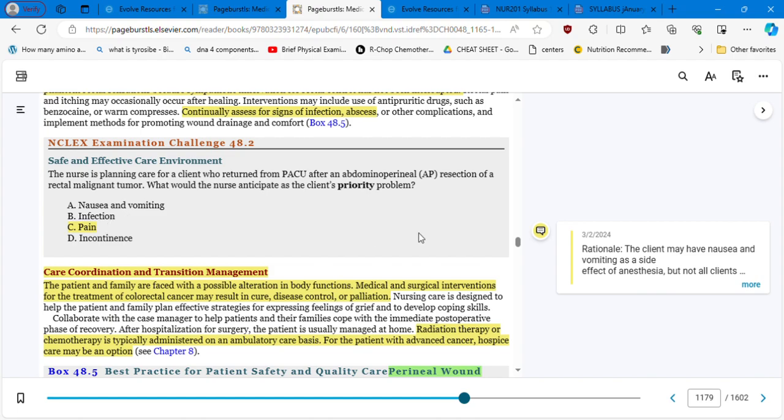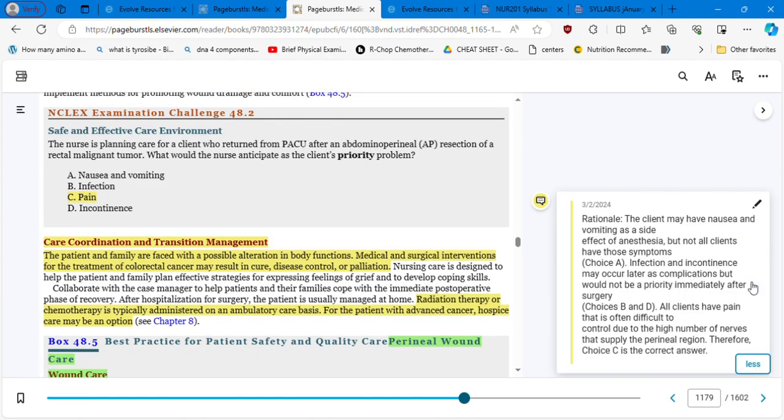The answer is pain, because the client may have nausea and vomiting as a side effect of anesthesia, but not all clients have those symptoms, so choice A is not the correct answer. Infection and incontinence may occur later as complications, but would not be a priority immediately after surgery. So choices B and D are not. And clients have pain that is often difficult to control due to the high number of nerves that supply the perineal region. So is answer C.